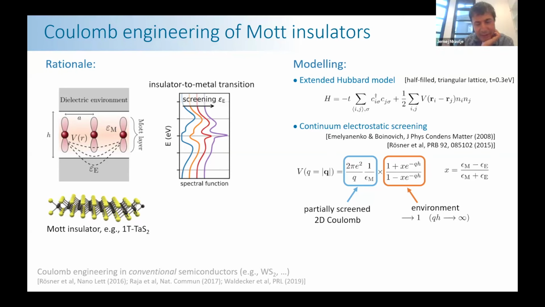Yeah, let me add another question on the same subject. When you look at this tantalum disulfide, this monolayer has a very narrow bandwidth. Here you had in mind that you just make this electrostatic screening by a substrate, or it's just proximity. Because if you put a substrate, this will also affect these tiny hopping matrix elements.